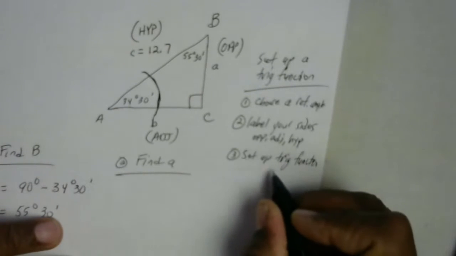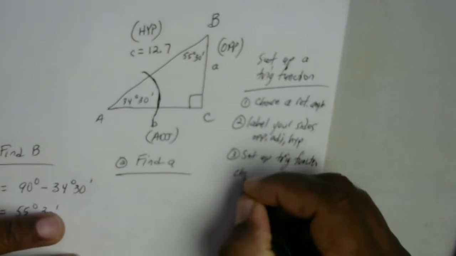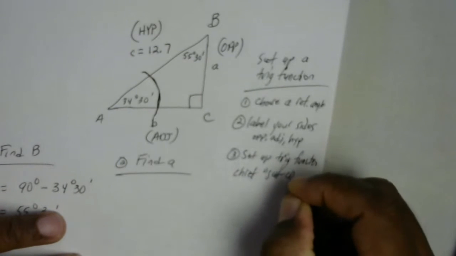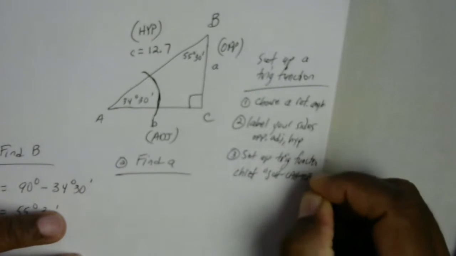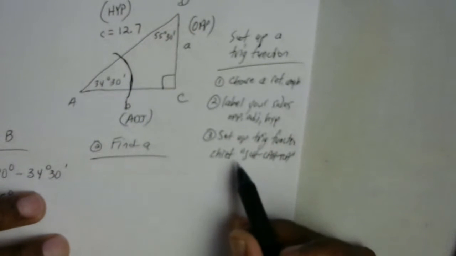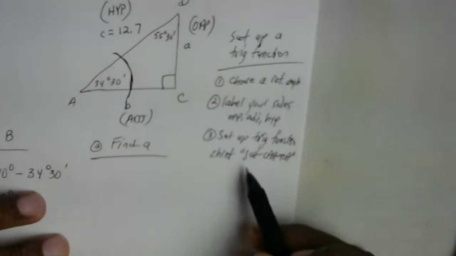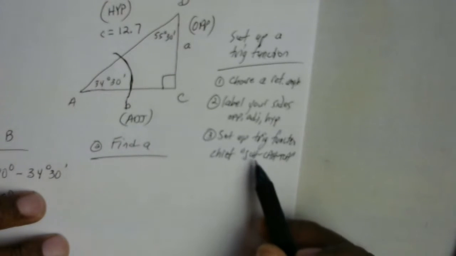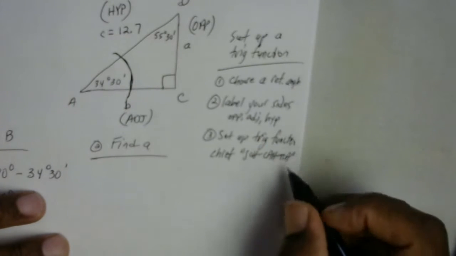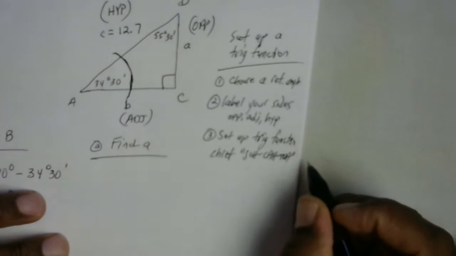So we're going to set this trig function up by using SOH-CAH-TOA. Just to review, the slogan SOH-CAH-TOA alludes to the sine being the opposite over the hypotenuse, the cosine being the adjacent over the hypotenuse, and the tangent being the opposite over the adjacent.